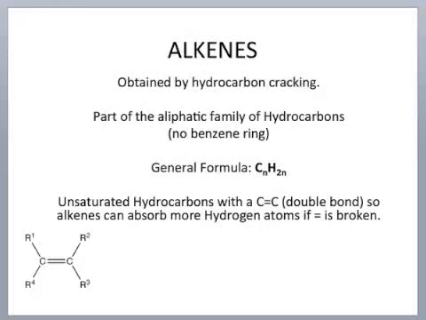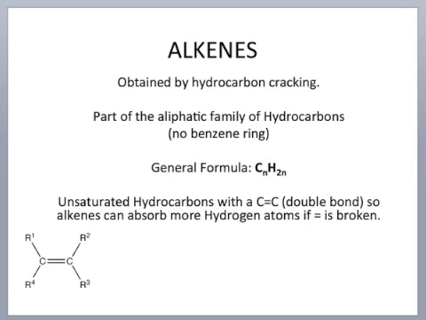So today we'll be looking at alkenes. Alkenes are obtained by hydrocarbon cracking, and I've discussed the process of cracking in a previous video on alkanes. Alkenes are part of the aliphatic family of hydrocarbons, and aliphatic compounds are any compounds that do not have a benzene ring. So alkenes, alkynes, and alkanes are all part of the aliphatic family. The general formula of alkenes is CnH2n.